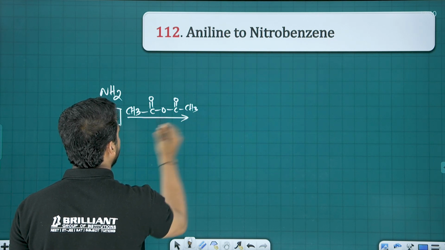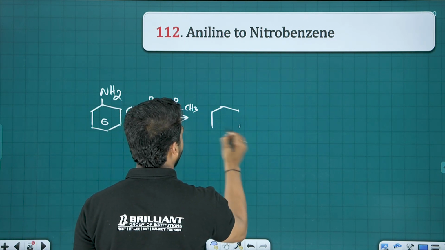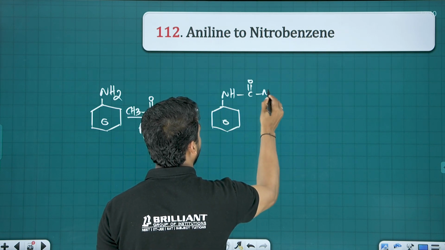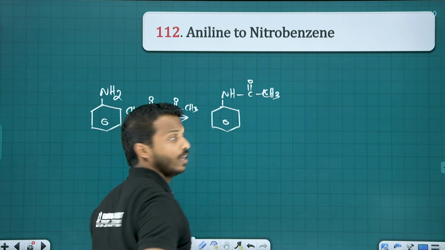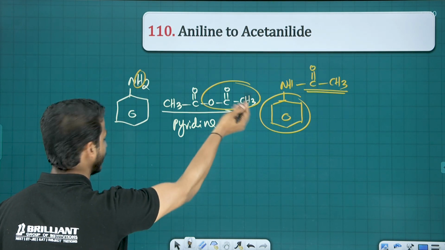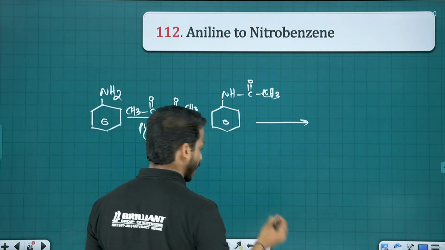(CH3CO)2O, along with what base? Pyridine. We'll get our acetanilide, because acetanilide is a weak ortho-para directing group here. Okay, ready? So this acetanilide is the same acetanilide we did before, right? That's the one, NHCOCH3 we did. Now we have to bring our nitro group.